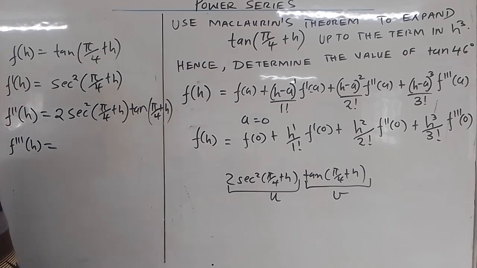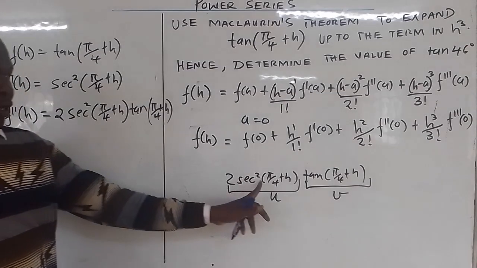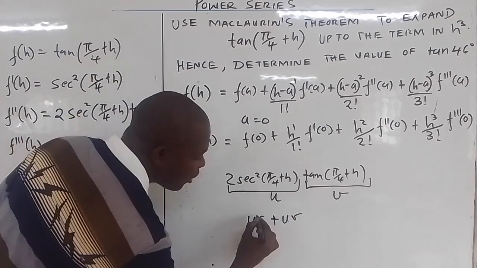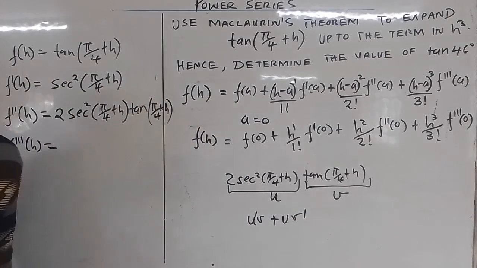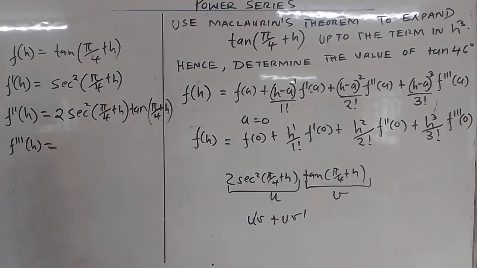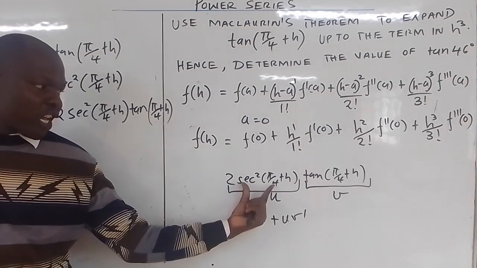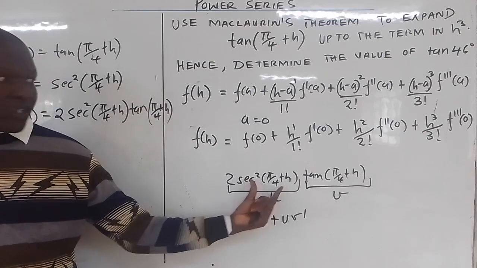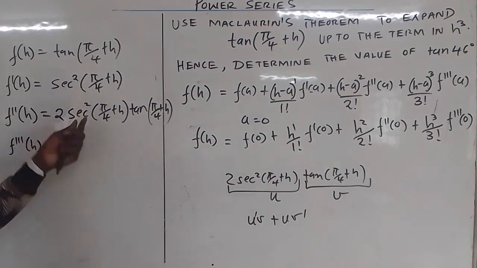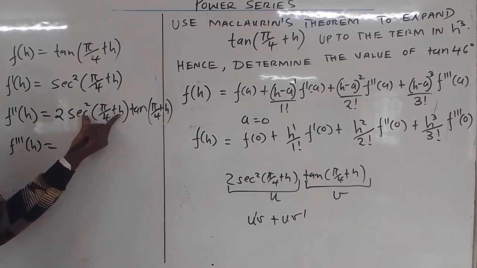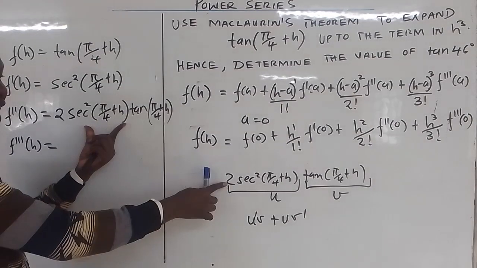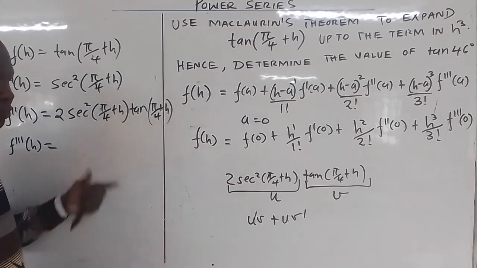So, because when you differentiate this, you're supposed to get u prime v plus u v prime. So if there is u prime, there is v prime, isn't it? Are we together? So start. When your u is 2 sec squared pi over 4 plus h, what is the derivative of sec squared pi over 4 plus h? So we found the derivative of sec squared pi over 4 plus h, which is this, isn't it? Then you multiply it by 2, isn't it? Are we together?